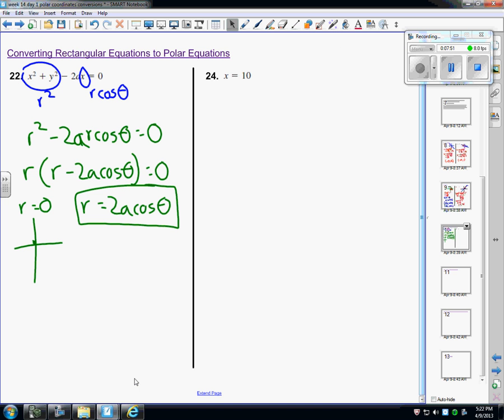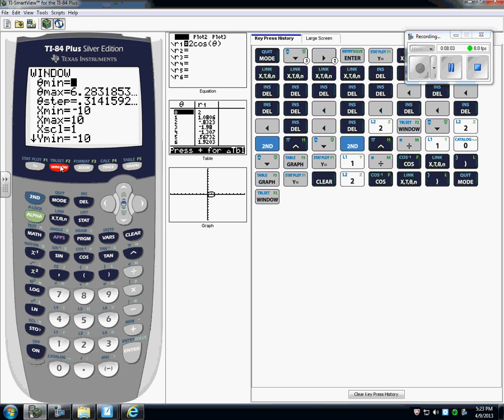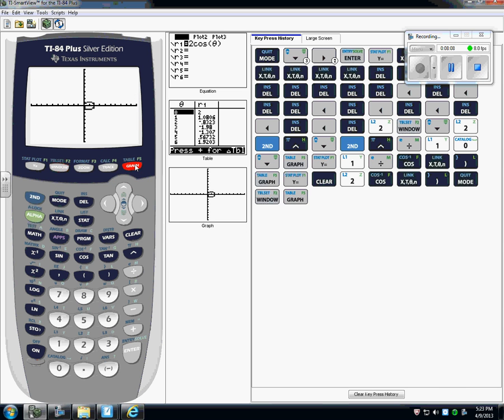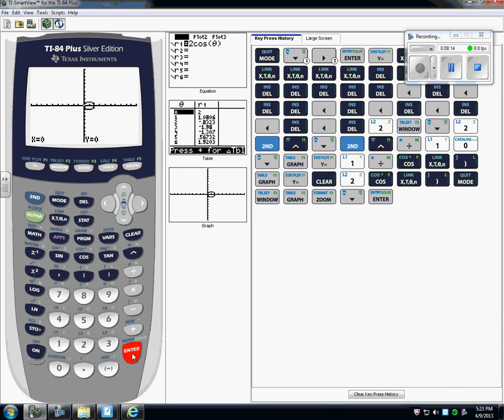Let's just practice and say 2 cosine theta. So what's my a in that case? 1. I like to always have it at least from 0 to 2 pi and see if that works. And let's graph that. So if you notice there, you can zoom in a little bit if you want. It's a circle. It's just finally not on the origin. It's actually pushed over and centered at 1. So it's a circle, it looks like, with radius 1, and centered at 1 comma 0.